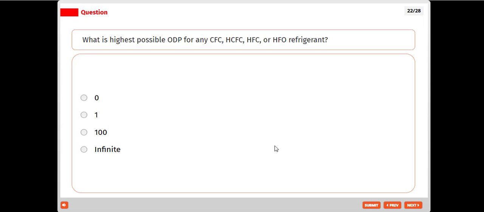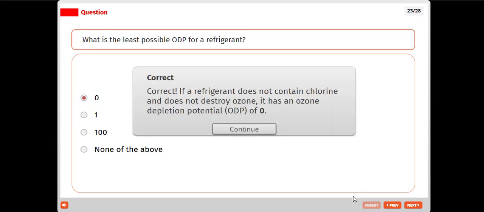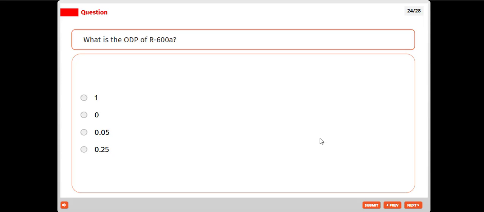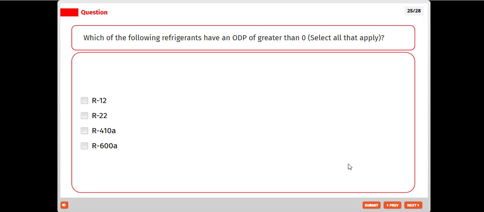What is the highest possibility? 1. What is the least possibility for a refrigerant? 0. What is the ODP for R600A? I don't remember this one, but I think this. No? This one? 0.25? No. 0. Which of the following refrigerants have ODP greater than 0?